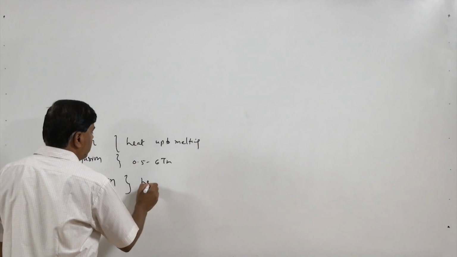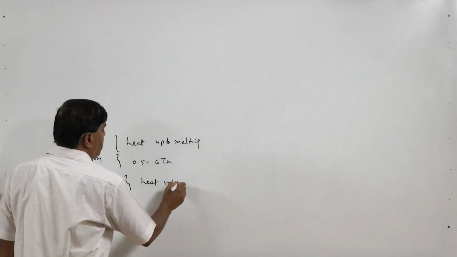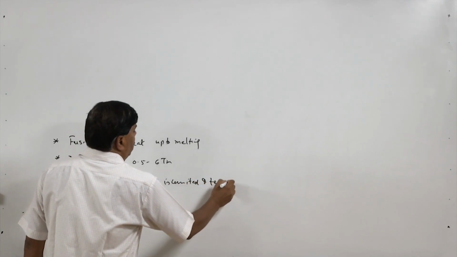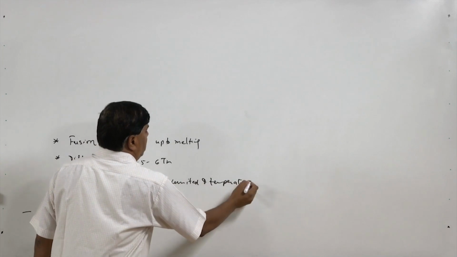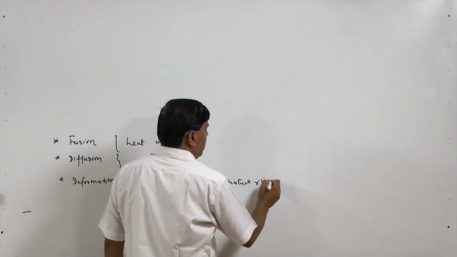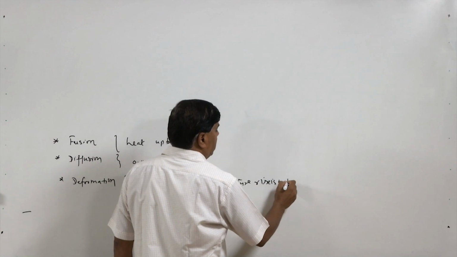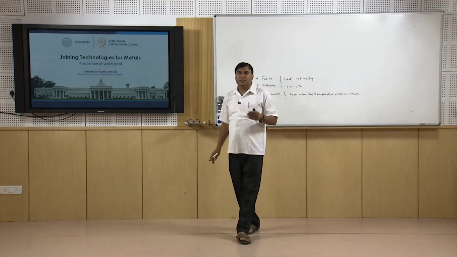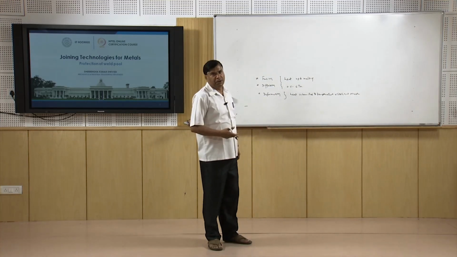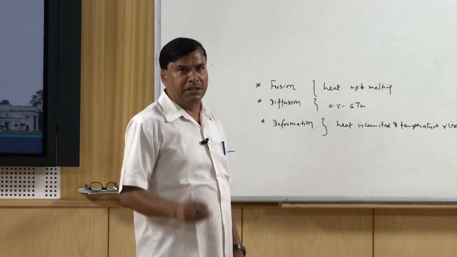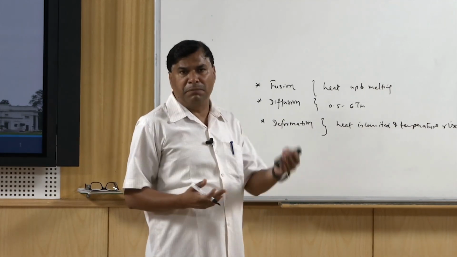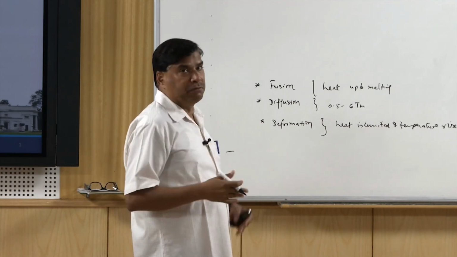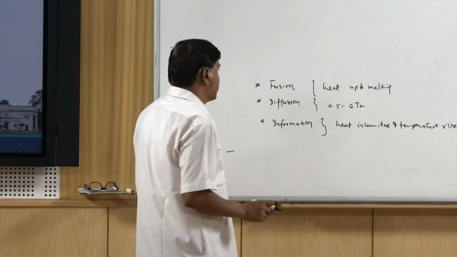So, the heat is limited and the temperature rise mostly is not much, but in some cases like friction stir welding and friction welding of the steels, the temperature can go as high as 700, 800, even 1000 degrees centigrade. So, under those conditions we may require protection to avoid the interaction of the metal with the atmospheric gases.